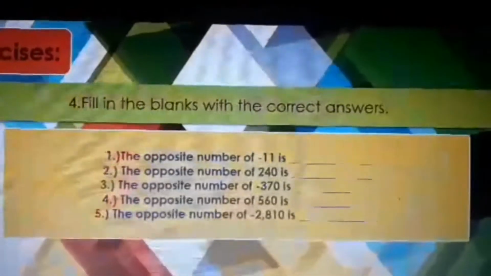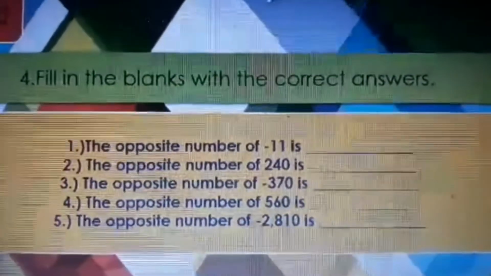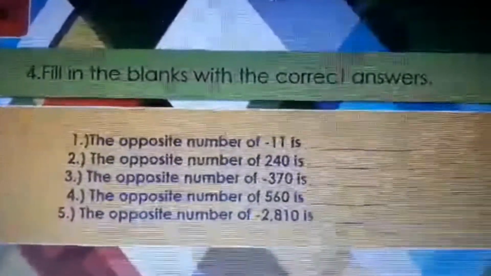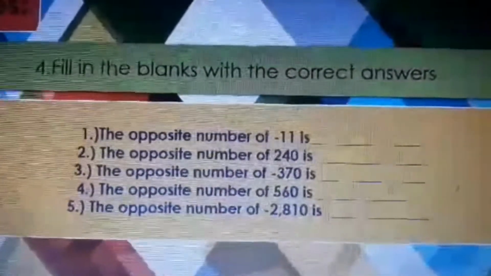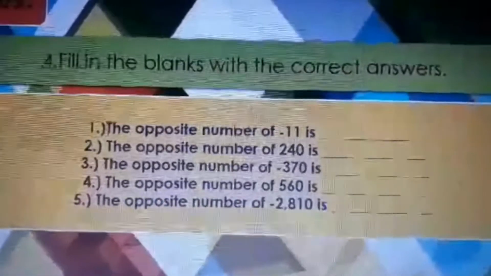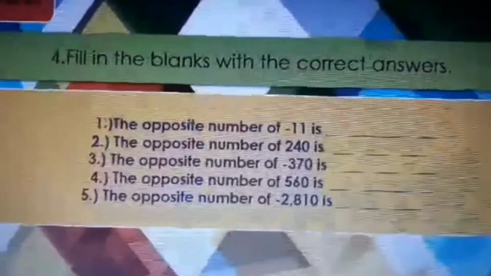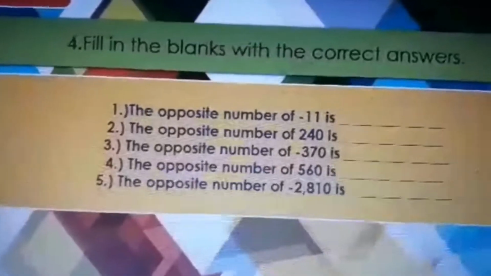Okay, another exercise. Number 4, fill in the blanks with the correct answer. Number 1, the opposite number of negative 11 is blank. Number 2, the opposite number of 240 is blank. Number 3, the opposite number of negative 370 is blank. Number 4, the opposite number of 560 is blank. And number 5, the opposite number of negative 2,810 is blank.